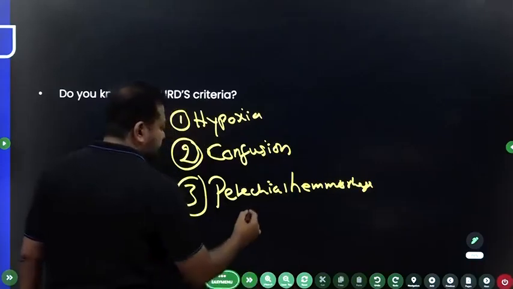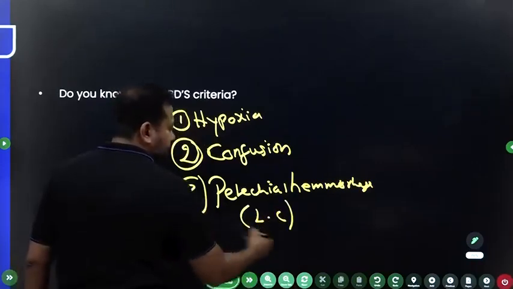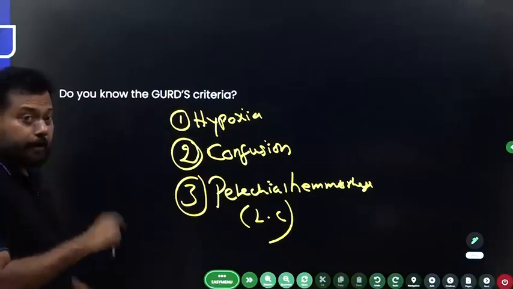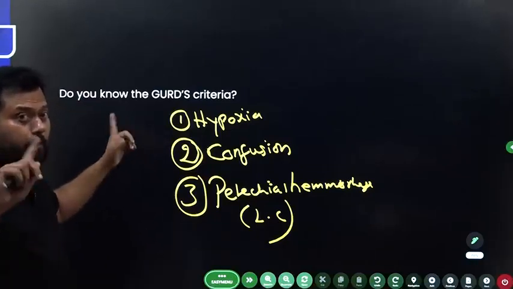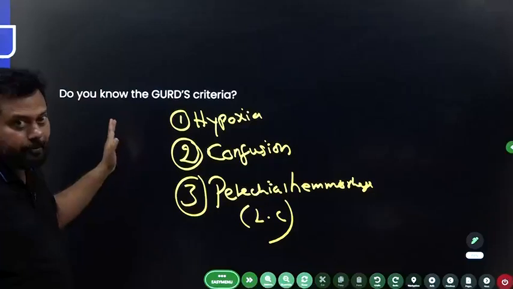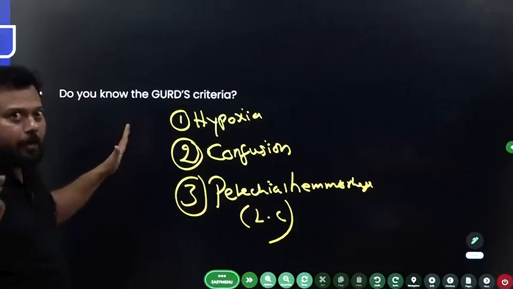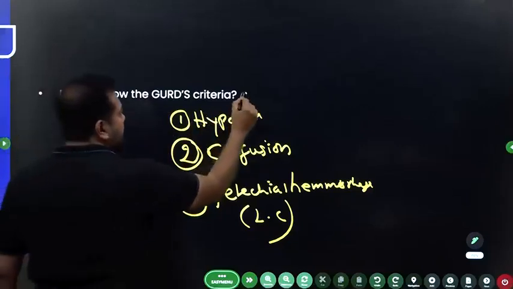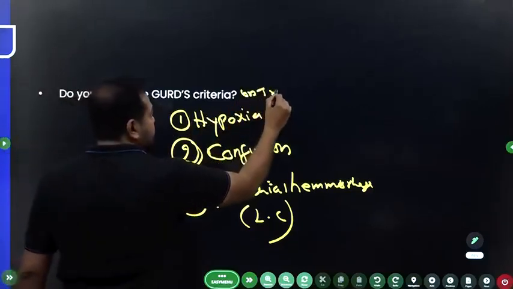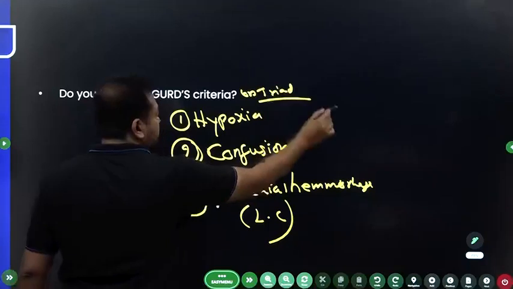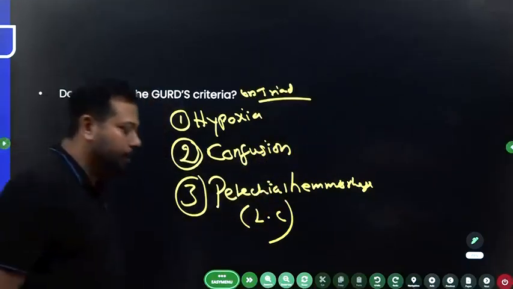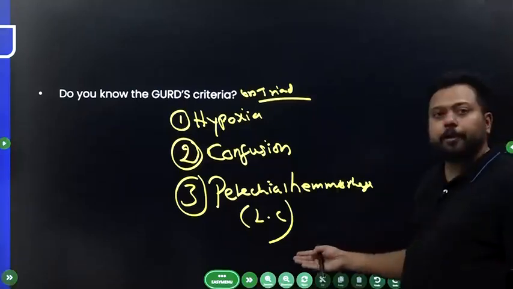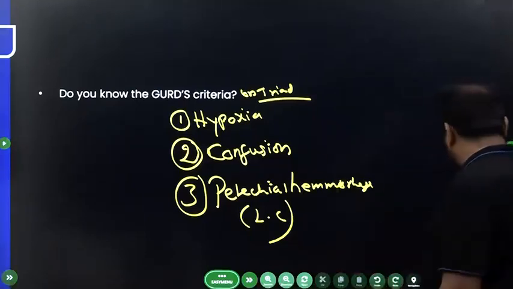Petechial hemorrhage, especially lower conjunctival. So this is called Gurd's criteria. We can expect this as a new question, so far unasked in any of the entrances. Gurd's criteria, triad of symptoms. Either they can ask this as Gurd's criteria or Gurd's triad. Both are the same. The triad is hypoxia, confusion, petechial hemorrhage, especially lower conjunctival.